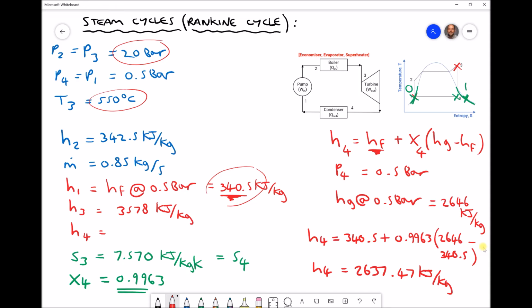So I'm going to make a note of our enthalpy value H4 over on the left hand side, and then I'm going to clear some space so that we can carry out our final calculations to determine the rate of energy transfer at each stage within our cycle. Then finally we can determine the thermal efficiency of our steam cycle.